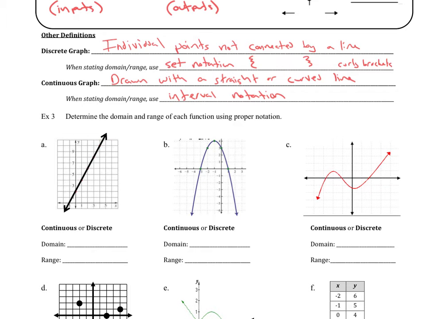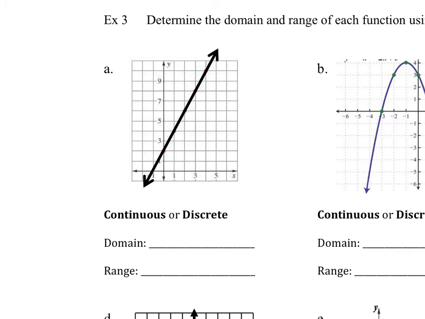So first, let's look at A. It asks us continuous or discrete. It is continuous because it's all connected, right? Think continuous, connected. Continuous, connected. Like this is made up of a bunch of different separate points, but they are all connected by a line. Okay, so that is continuous.